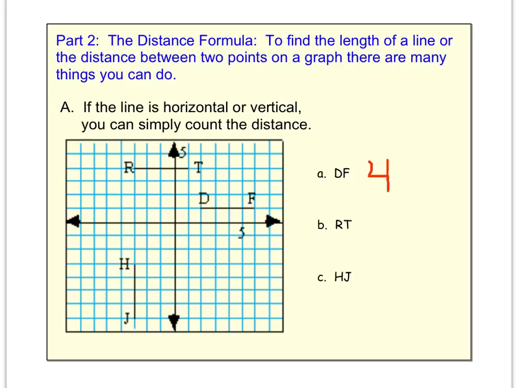Same thing for RT. So if I start here at R and I count over 1 unit, 2, 3, 4. Again, I see that RT is 4 units. And then HJ, is it going to be 4 again? Here's H, down 1, 2, 3, 4. And sure enough, we see that HJ is also 4 units.